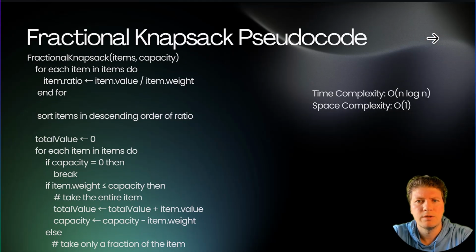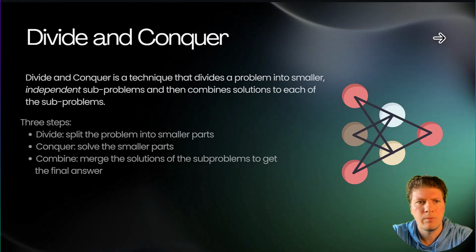So let's look at the pseudocode. At the beginning, we're defining our heuristic as the ratio of value to weight. Then we sort based on this heuristic, and then we update capacity and total value of the knapsack. Notice the time complexity here is n log n because of sorting.